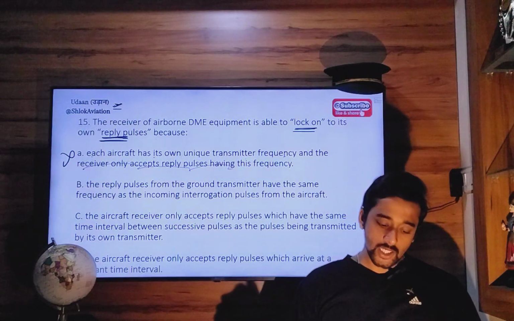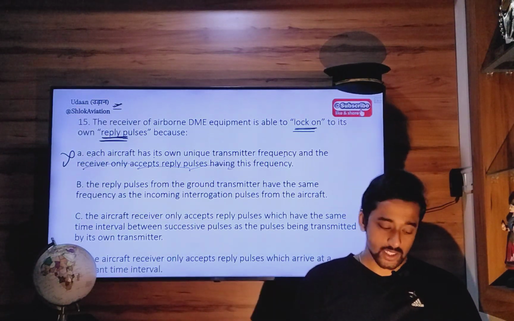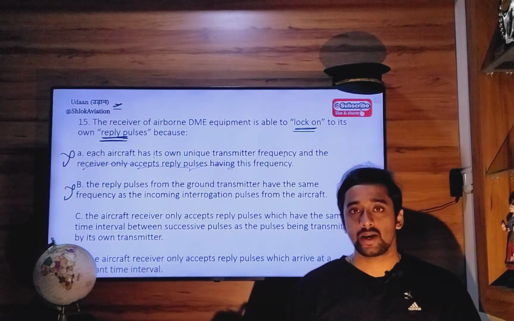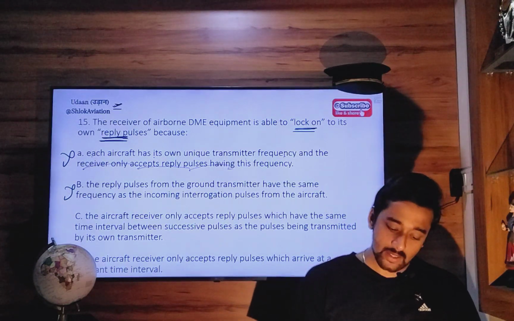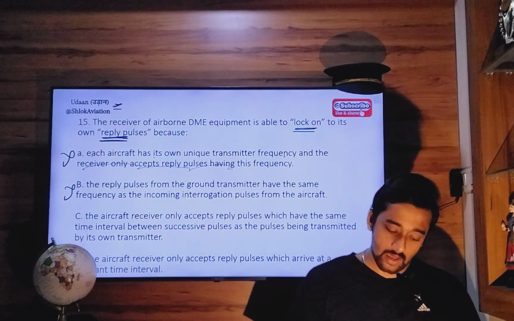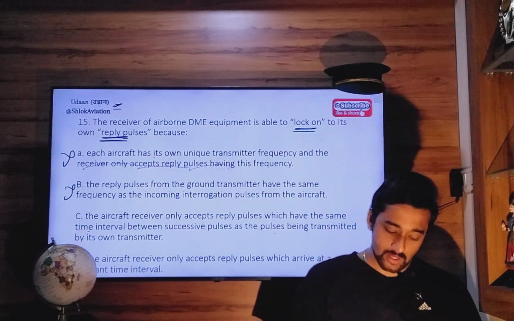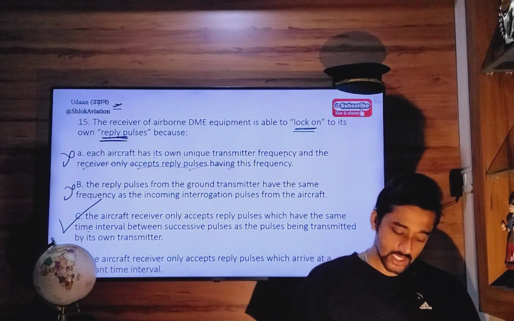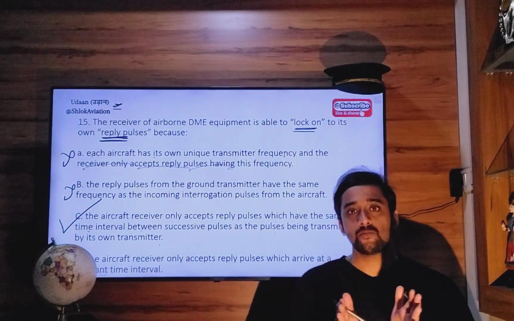Option: the reply pulses from the ground transmitter have the same frequency as the incoming interrogation pulses. No, the ground transmitter frequency will always be different from the aircraft interrogator frequency. Option: aircraft receiver only accepts reply pulses which have the same time interval between successive pulses as the pulses being transmitted by its own transmitter. Yes, and this is correct. The aircraft receiver only accepts those reply pulses which have the same time interval between consecutive pulses.